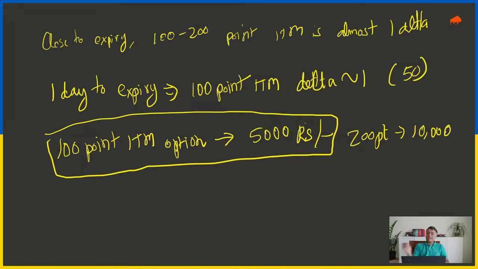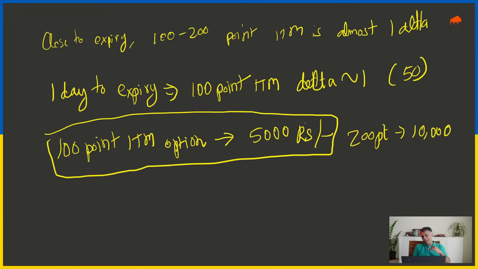So effectively, you can trade a future for 10,000 rupees or 5,000 rupees or whatever. So a zero theta, zero vega, zero gamma ITM option is going to cost you only 5,000 rupees, and it is going to act like a future on the expiry day or before the expiry day, which simply means that you can now trade a future at 5,000 rupees.